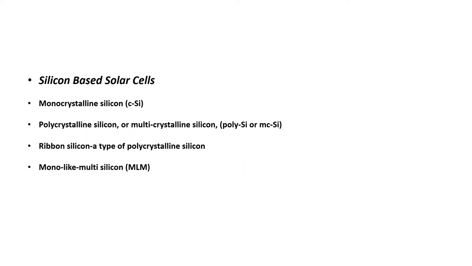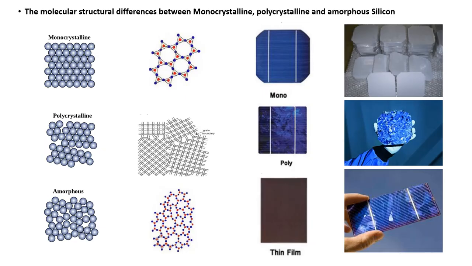Here, we shall include the following topics in our discussion, namely monocrystalline silicon, polycrystalline silicon or multicrystalline silicon, ribbon silicon and mono-like multicrystalline silicon. To begin with, let's first discuss the basic difference between the different types of silicon.